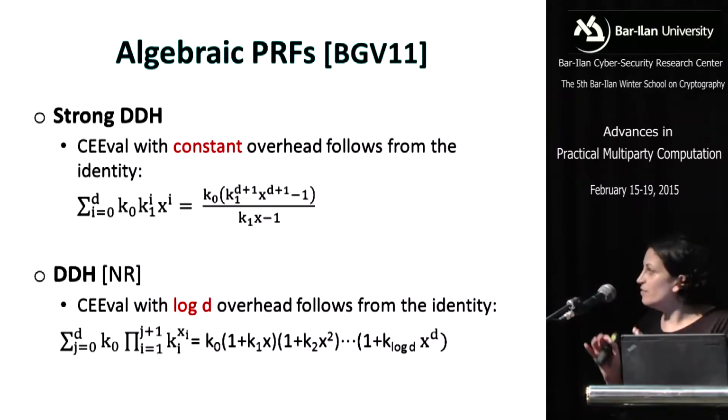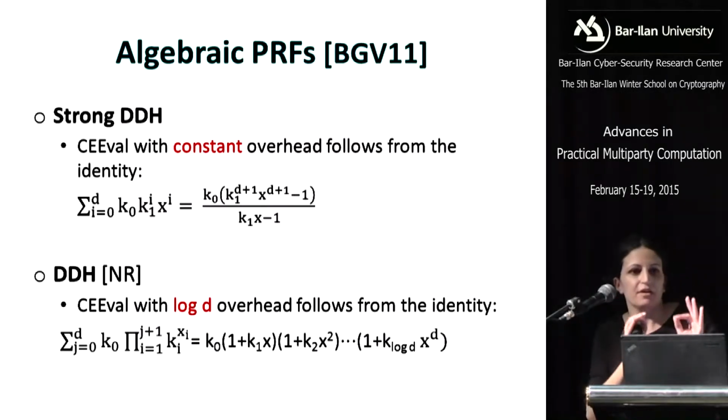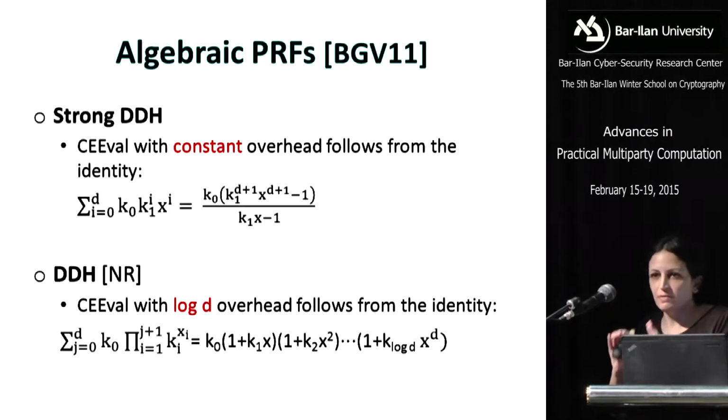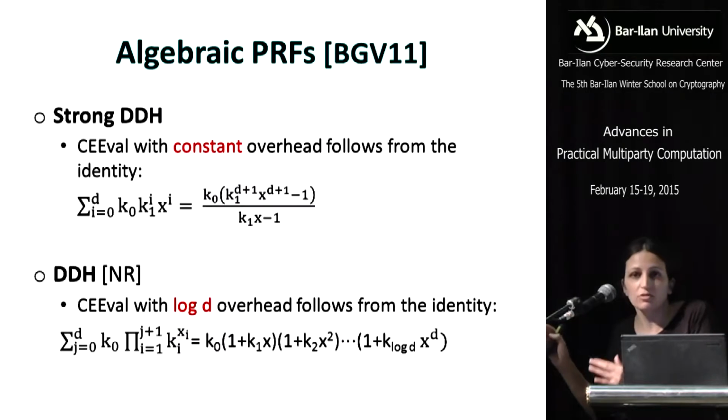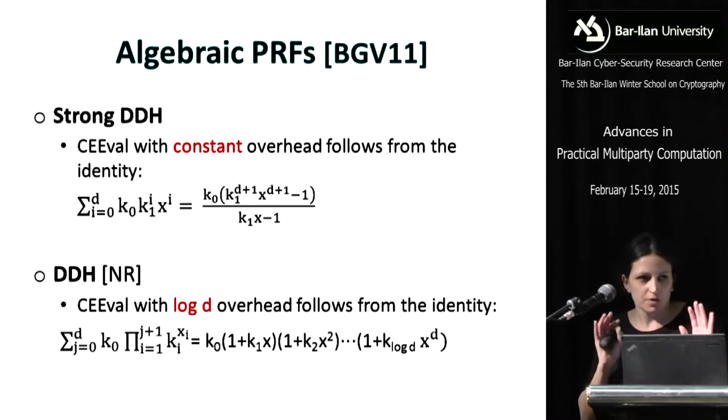Okay? So we have a bunch of d PRF evaluations where we instantiate the PRF under the strong DDH assumption. We could do the eval computation in constant overhead. And where we instantiate with the Naor-Reingold function, we could actually do that in log d operations. Okay? Which is much faster than just computing d PRF evaluations and batching them together. Okay, so far so good? Good.